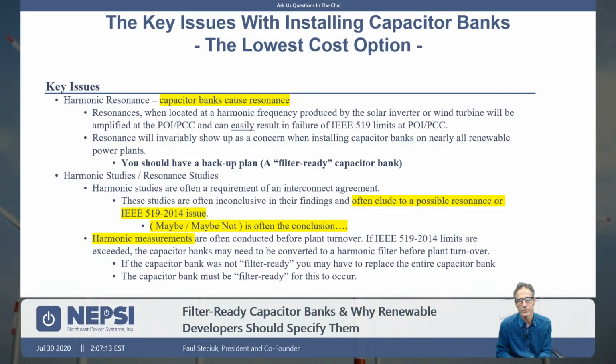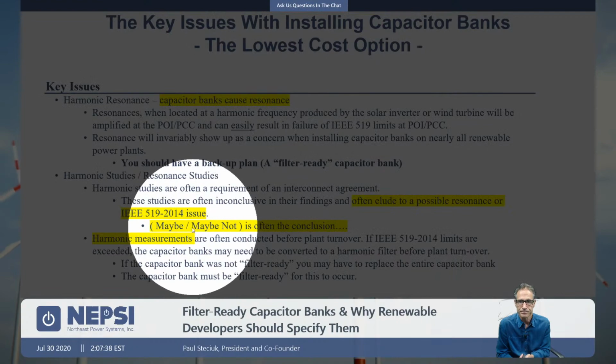So if a resonance occurs at a dominant frequency, at a frequency output of the inverter, the solar inverter, or by the wind turbine, if there's a corresponding resonance at the harmonic frequency output of one of those devices, then there's a good chance you've got a problem. Resonance invariably will cause you to fail IEEE 519, and that's really the point that we're making here.